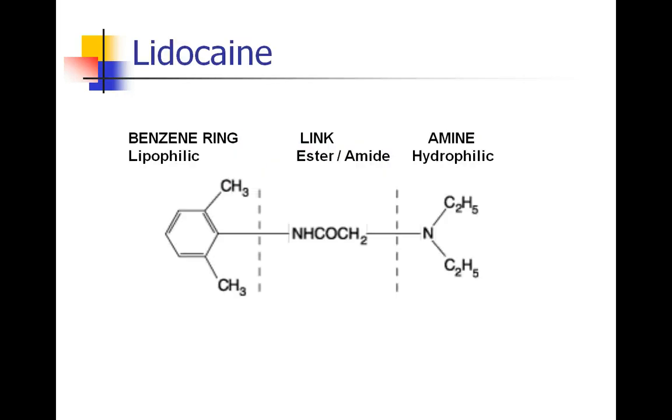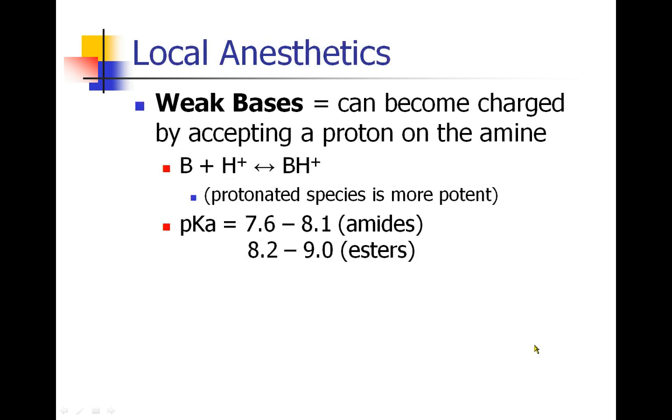Here's an atomic structure of lidocaine, molecular structure of lidocaine, as an example of a local anesthetic. All of our local anesthetics have in common a lipophilic side, which is some sort of a benzene ring in lidocaine, a hydrophilic side, which is an amine, and then a linkage group, which is usually an ester or an amide. In lidocaine, it's an amide. All local anesthetics are weak bases.